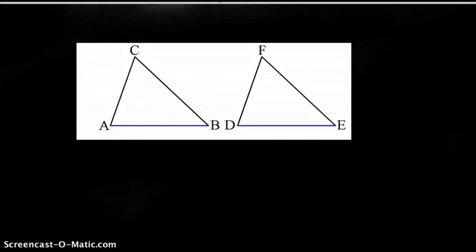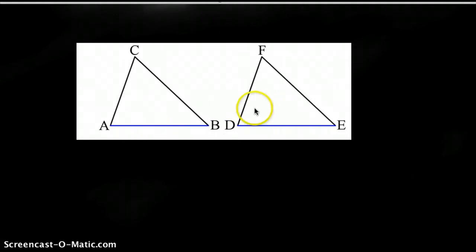Welcome to the first video on chapter 3. So we're going to begin with 3.1, which is on congruent triangles. Now when two figures are congruent, it means they're the same. Any two shapes can be congruent, but we're going to look at these two triangles first.